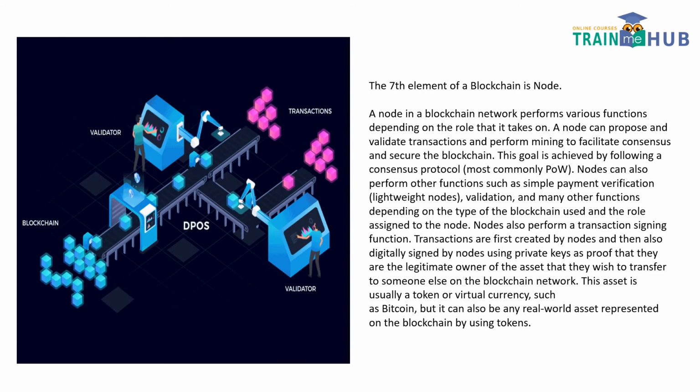Nodes also perform a transaction signing function. Transactions are first created by nodes and then also digitally signed by nodes using private keys as proof that they are the legitimate owner of the asset that they wish to transfer to someone else on the blockchain network. This asset is usually a token or virtual currency, such as Bitcoin, but it can also be any real-world asset represented on the blockchain by using tokens.